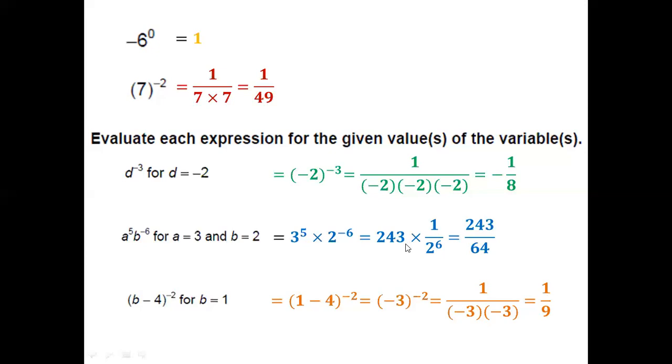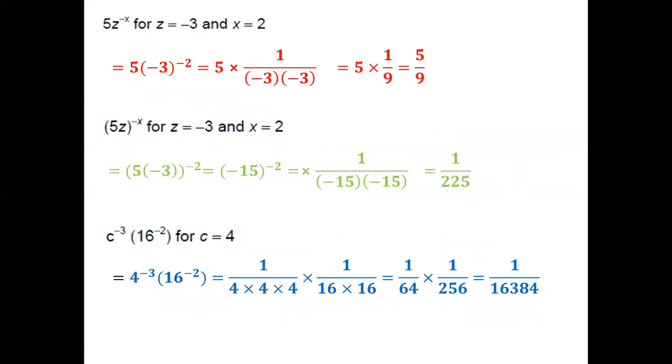I know it looks kind of confusing, but if you take your time and try to solve it by yourself, you will understand way better rather than someone just explaining it to you. Just try to do it, you will understand it. Okay, this is the next question. 5z to the power of negative x, for z equals negative 3 and x equals 2. So all we have to do is replace.